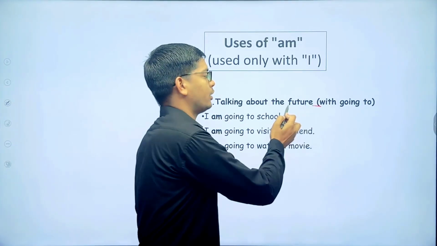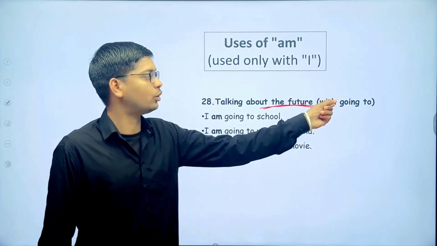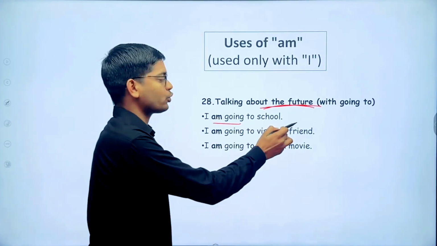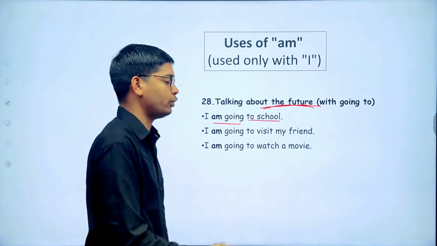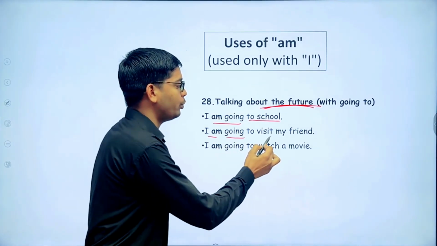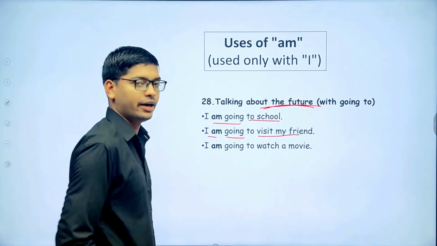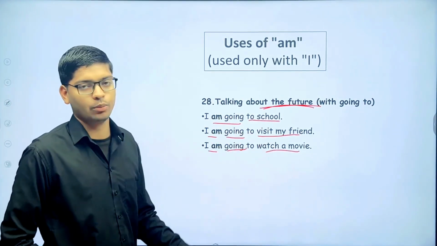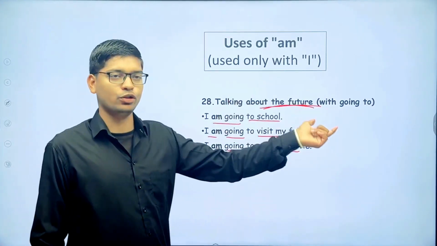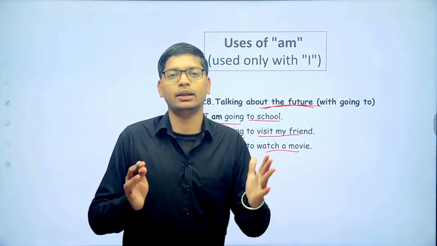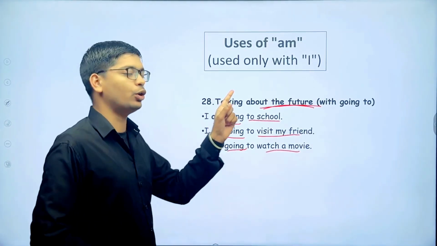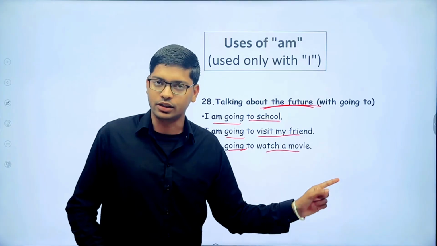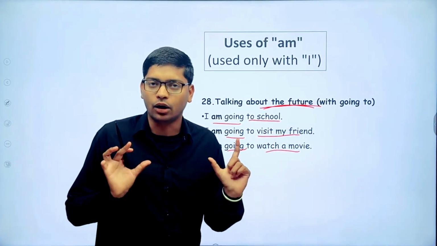Talking about the future with going to, you can use am. For example, I am going to school. I am going to visit my friend. I am going to watch a movie. So here, talking about future with going to, you can use am with I only. This type you can use am with I only.